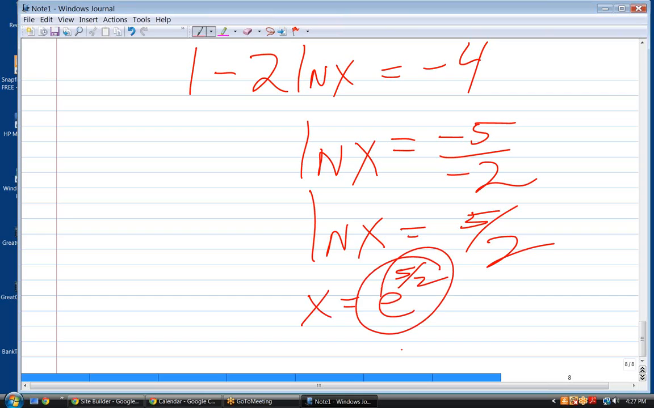which, of course, you can get out of your calculator. In fact, that's about the only way we're going to get that. I don't know how to take a number like e and raise it to the 5/2 power. I guess you could take the square root of it and then take it to the 5th power.